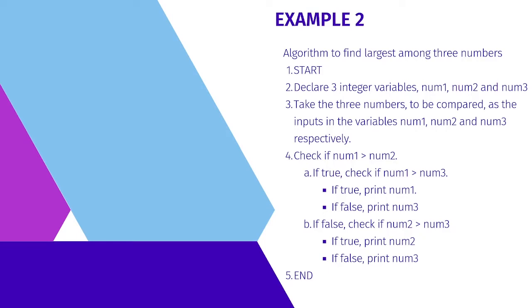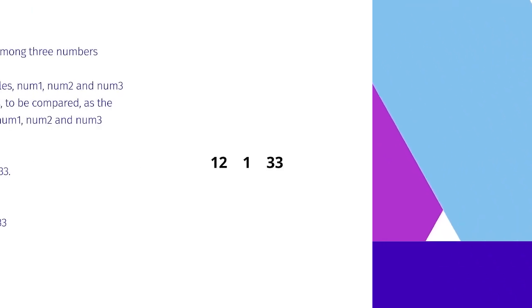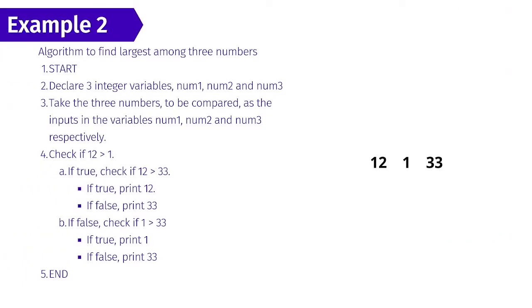Suppose if num1 is greater than num2, if that condition is false, then we will check if num2 is greater than num3. If that is true, we will print num2, otherwise we will print num3. And that will be the end of this algorithm. So now let's look at this example 2 with an explanation.